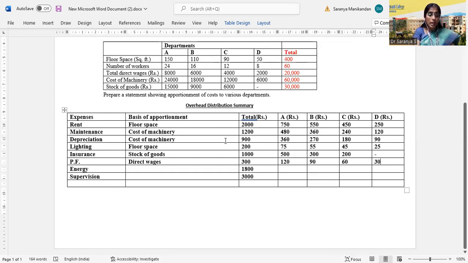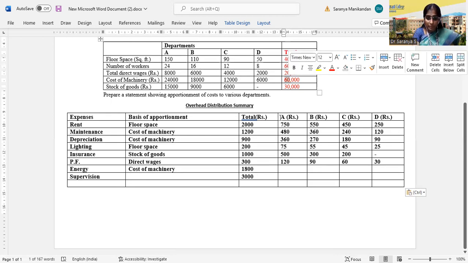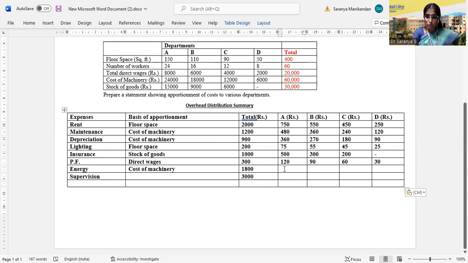30. Energy. Energy is also based on cost of machinery. So when we distribute, the cost of machinery is here, correct? So 1,800 into cost of machinery for A department is 24,000. So 1,800 into 24,000 by 60,000, you will get 720. Then for B department is given as 18,000. Expense is 1,800. So 1,800 into 18,000 by 60,000.